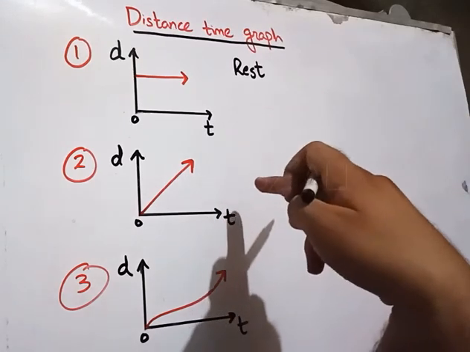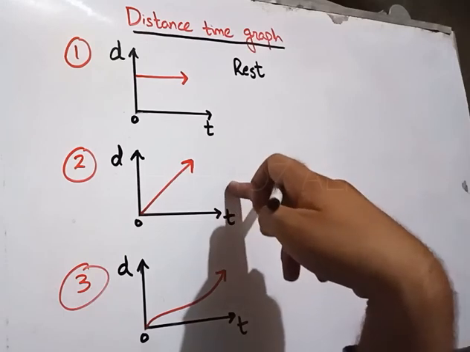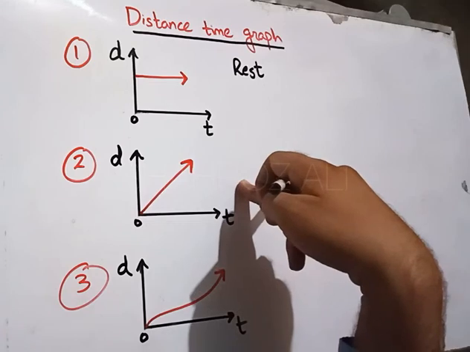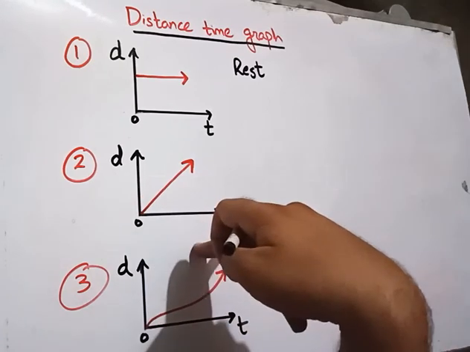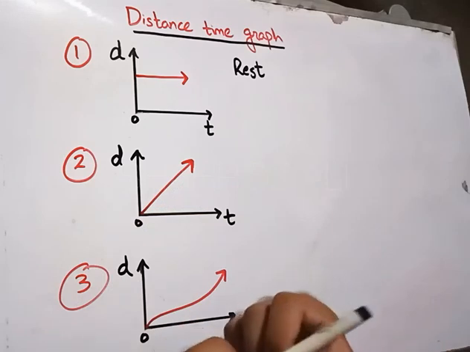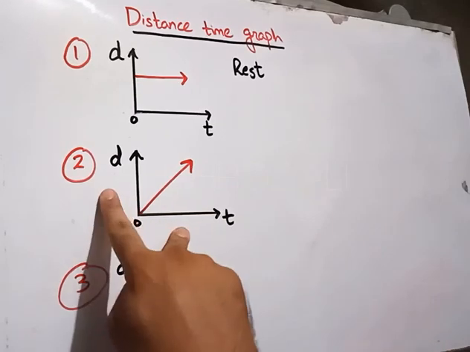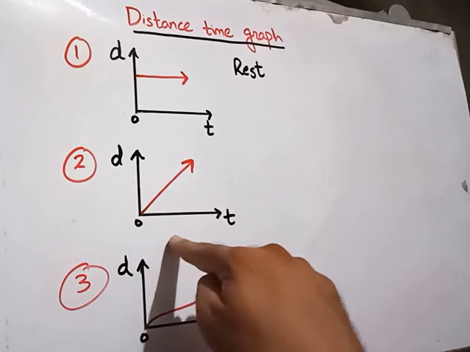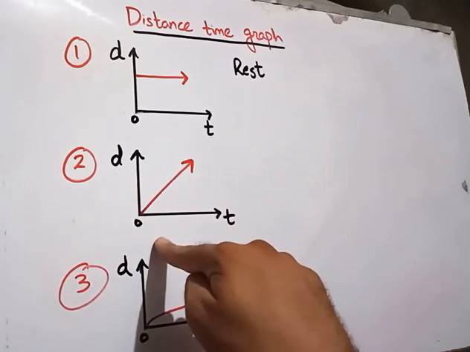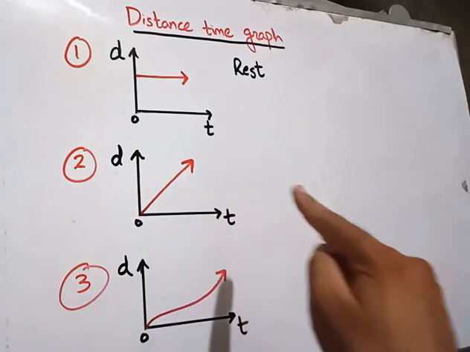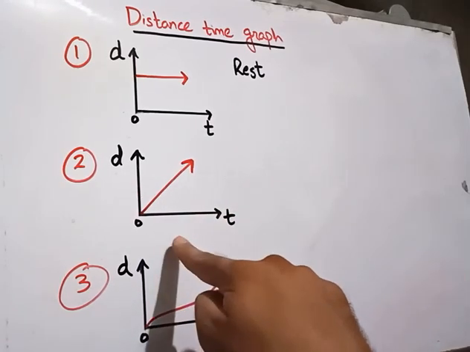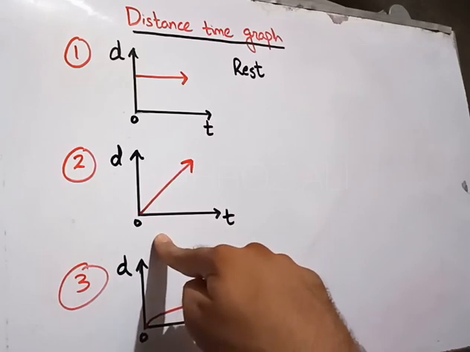So what does the second graph tell? In the second graph you can see the line is not parallel to the x-axis or y-axis, it is sloped towards the x or y-axis. Now if we take the initial point from 0 onward, you can see that with the passage of time the body is moving, the body is covering distance.